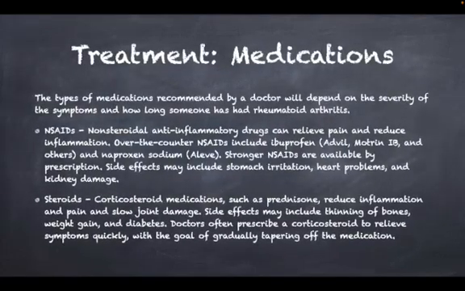Treatment, medications. The types of medications recommended by a doctor will depend on the severity of the symptoms and how long someone has had rheumatoid arthritis. NSAIDs, non-steroidal anti-inflammatory drugs, can relieve pain and reduce inflammation. Over-the-counter NSAIDs include ibuprofen, Advil, Motrin IB, and others, and naproxen sodium, Aleve. Stronger NSAIDs are available by prescription. Side effects may include stomach irritation, heart problems, and kidney damage.